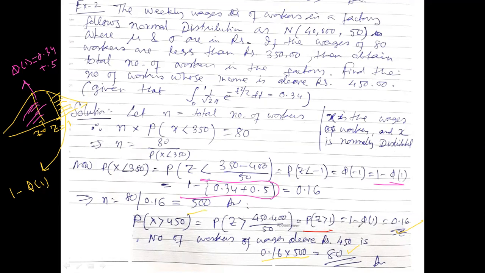So the number of workers whose wages are less than 350 is also 80, and the number of workers whose wages are greater than 450 is also 80.